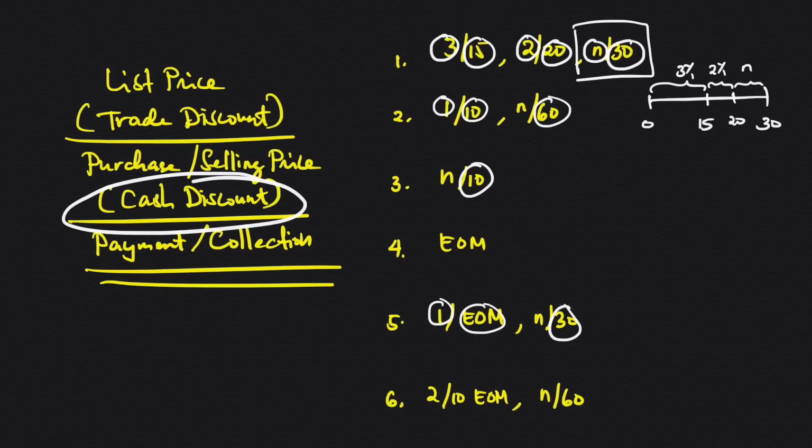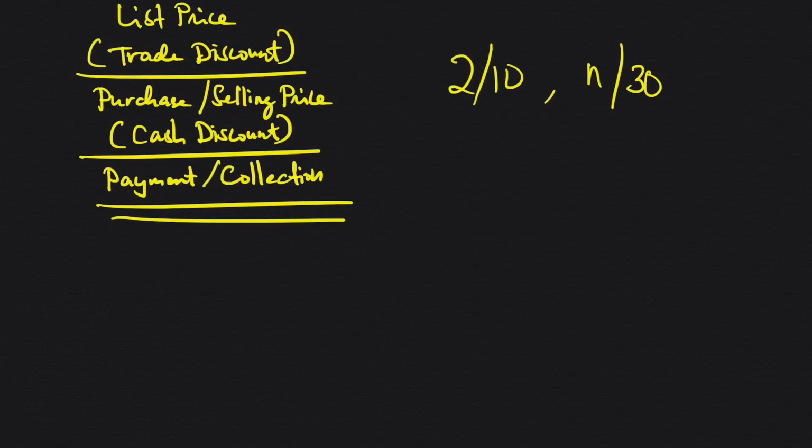For number 6, 2/10 EOM, n/60. So n/60 means you are given a maximum of 60 days to settle the obligation. But if you pay within this month and the first 10 days of next month, you get 2% discount. Assuming you were able to pay within 10 days as a buyer, this means that you get 2% cash discount.